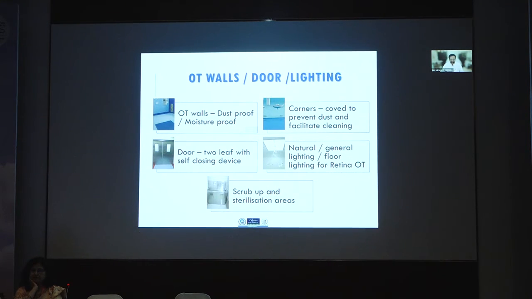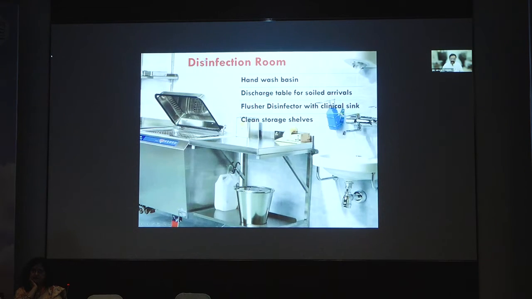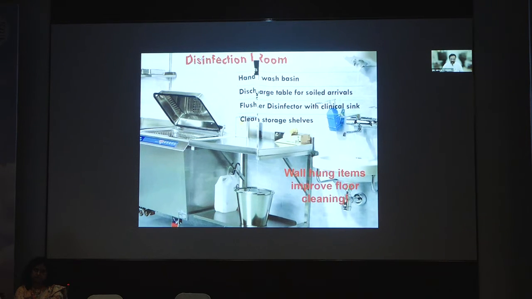The scrub up and sterilization areas have to be properly integrated into the design. You need to have a disinfection area where there is a hand wash facility as well as discharge table for soiled linen as well as instruments, and also need to have clean storage shelf to store the sterilized product. Ideally, there should be wall hung items to improve floor cleaning.